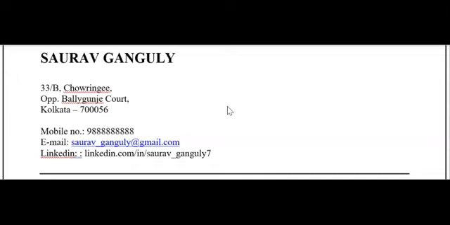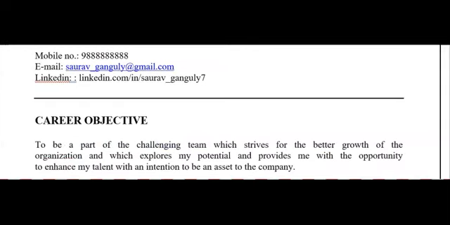The next section is the first section that differentiates between a fresher's CV and an experienced CV, and that is the personal profile section. In this personal profile section, if the candidate is a fresher, we write career objective. In this particular write-up, we can see how it is being written: to be a part of the challenging team which strives for the better growth of the organization and which explores my potential and provides me with the opportunity to enhance my talent with an intention to be an asset to the company.